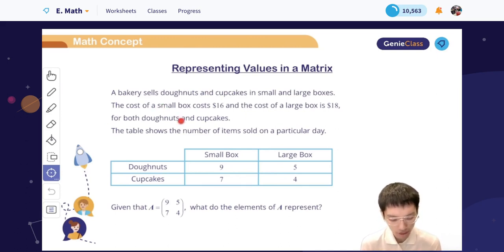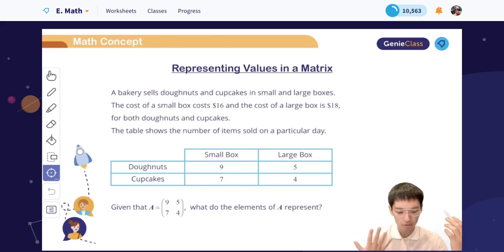For both donuts and cupcakes, regardless of whether it's donuts or cupcakes, a small box of donuts is 16, a small box of cupcakes is also 16, and the big box as well. Okay, that's what it meant. Now, the table over here shows the number of items on a particular day.